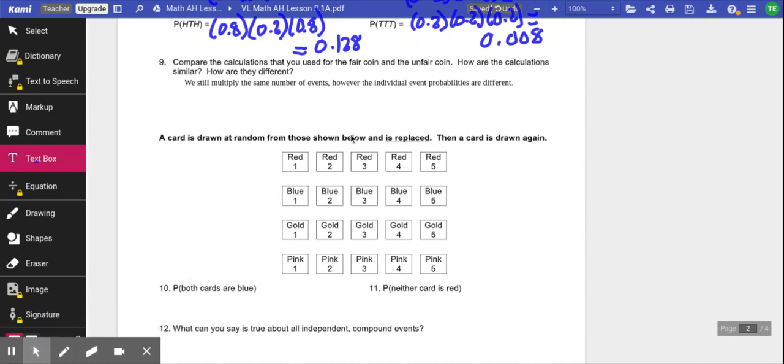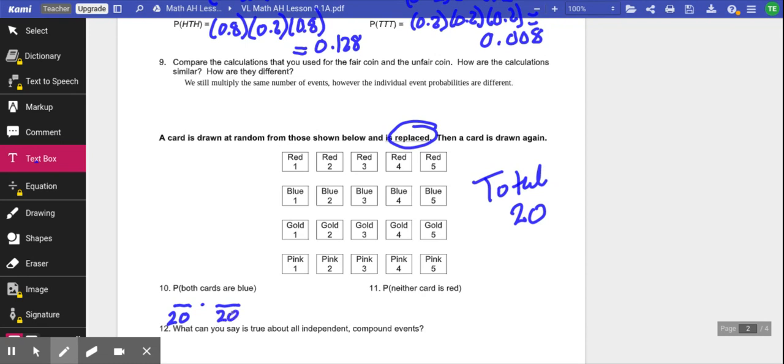A card is drawn at random from those shown below and is replaced. So always got to pay attention to that word, replace. That means we're doing independent probability. Replaced. Okay. What is the probability that both cards are blue? So I always want to pay attention to how many total cards there are. So when I look at this, I need to know, okay, there's a total of 20. Okay. So both cards are blue. I want blue and then blue to happen. So I have two events that I'm multiplying. Each event is 20 on the bottom because it's replaced.